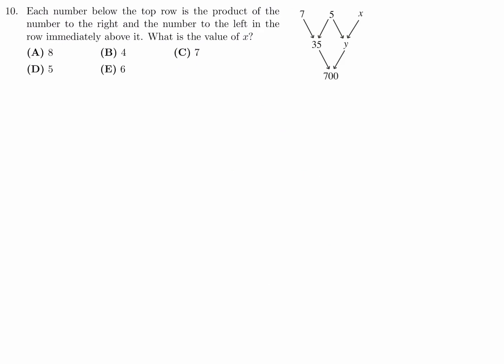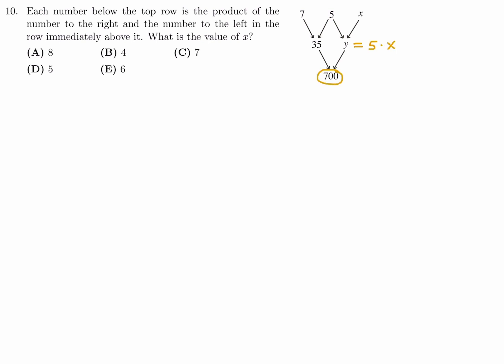Each number below the top row is the product of the number to the right and the number to the left in the row immediately above it. What is the value of x? So they've shown you 1, 7 times 5 is 35. So this y is equivalent to the 5 times the x. So I'll just write that in, 5 times x.